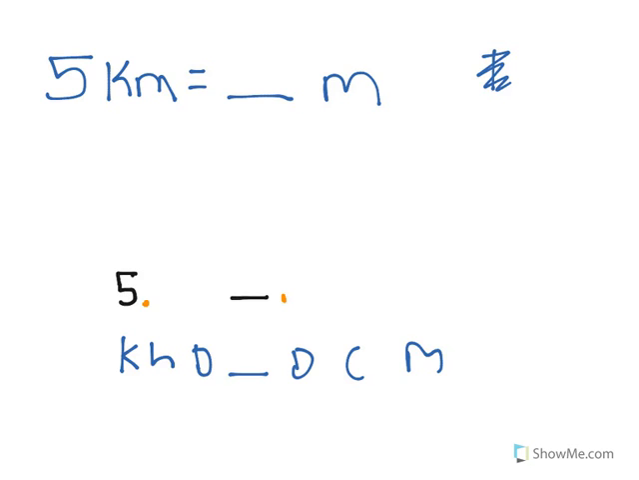So, I'm going to go 1 jump, 2 jumps, 3 jumps, because there are 3 spaces between the 5 and the meters. With each jump that I made, I add a 0, so 0, 0, 0. This gives me 5,000 meters. So I know that in 5 kilometers, there are 5,000 meters.